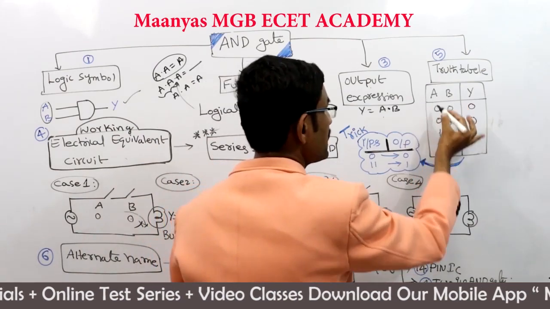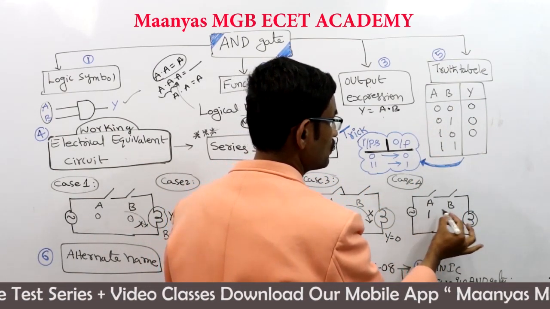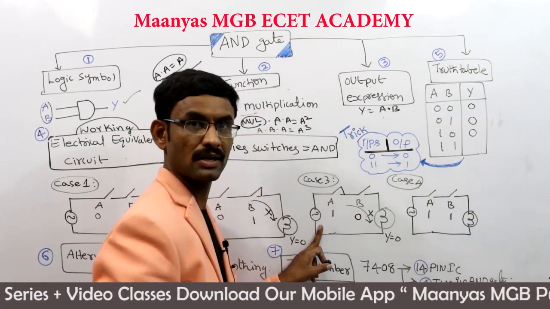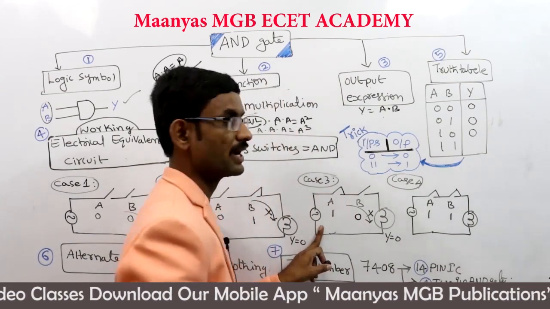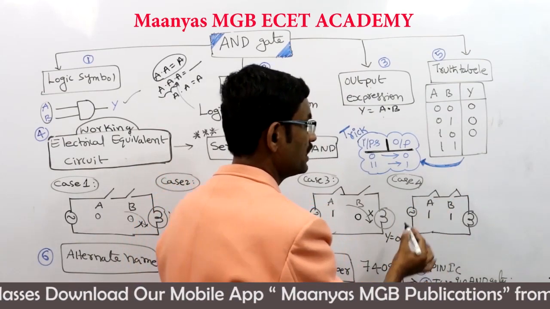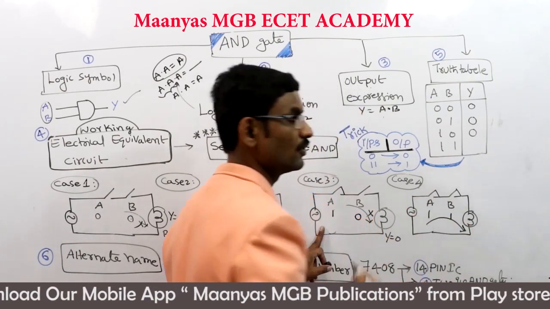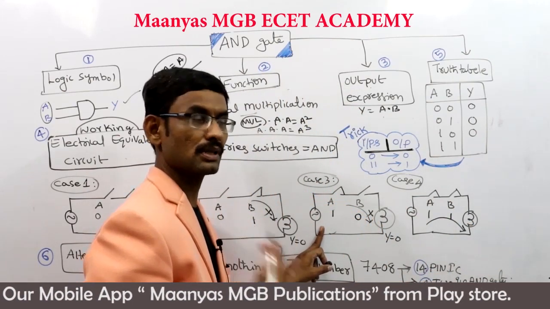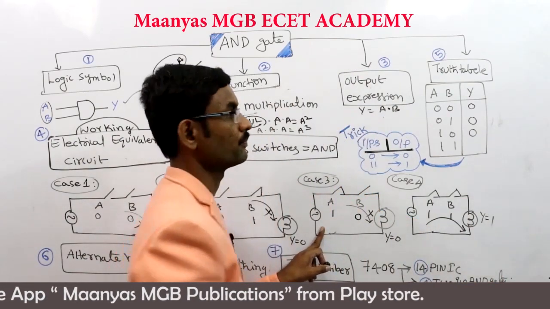For the inputs A is equal to 1, B is equal to 1. Yes, A is equal to 1, B is equal to 1, both the switches are closed. Here, since both switches are closed, current flows from the supply into the bulb. Now the bulb glows. Y is equal to 1.